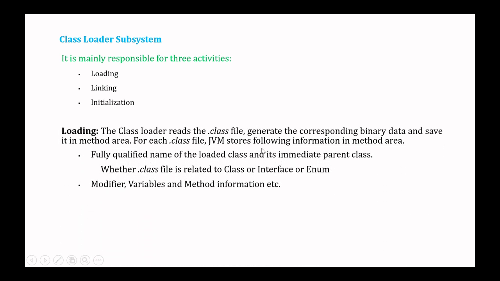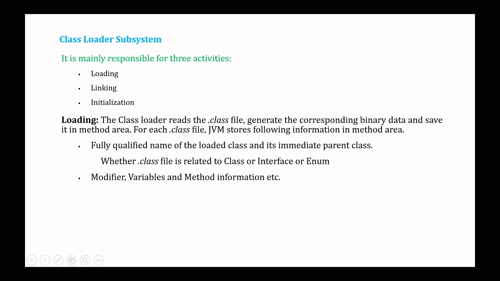The loading process is responsible for reading the .class file and generating the corresponding binary data. And the JVM then saves this data in an area of memory known as the method area. For every .class file, the JVM stores the following information in the method area: the fully qualified name of the loaded class and its immediate parent class.